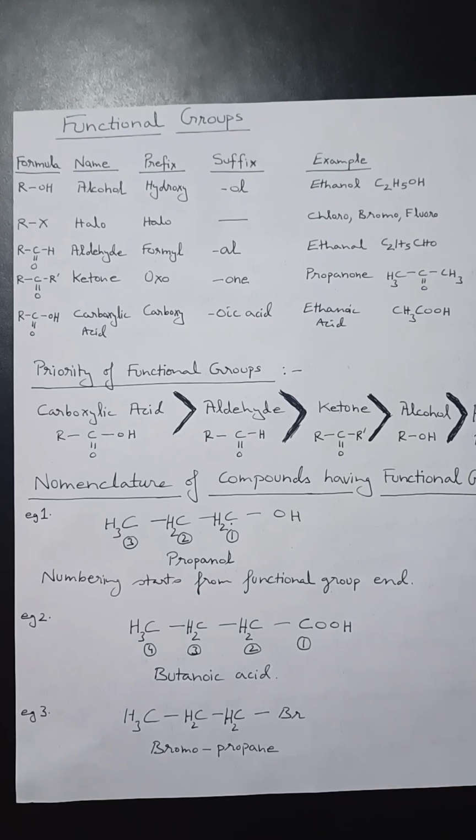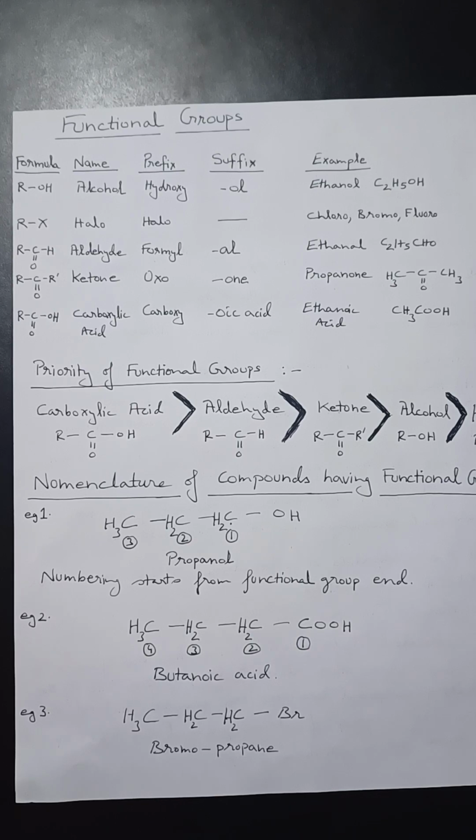Example like ethanal, C2H5CHO. Then comes ketone, RCOR. Prefix oxo, suffix is one. Example like propanone, CH3COCH3. Next is the carboxylic acid, that is RCOOH. Prefix is carboxy and the suffix is oic. Example like ethanoic acid, CH3COOH.